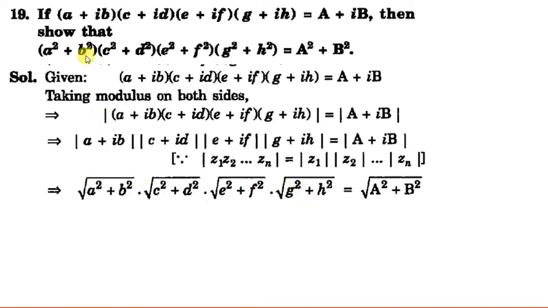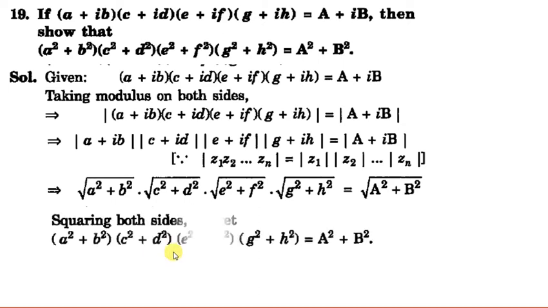Now to get this equation, we can do the square of both the sides. So squaring both sides, we get (a square plus b square) and (c square plus d square) (e square plus f square) (g square plus h square) equal to a square plus b square, and this is what we had to prove in this equation.